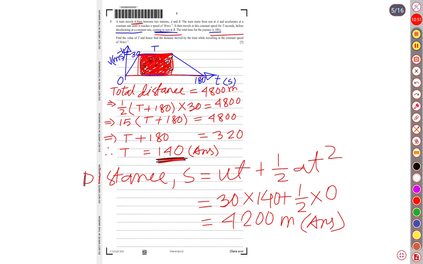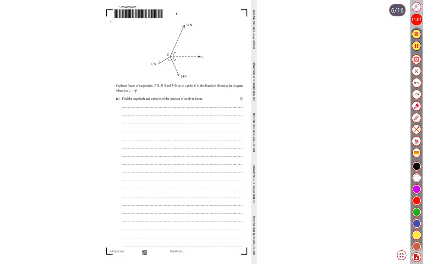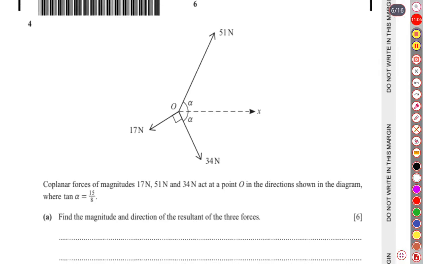Let's move on to question number 4. The next question is on the next page. So this question says, coplanar forces of magnitude 17 Newton, 51 Newton and 34 Newton act at a point O in the directions shown in the diagram, where tan alpha is equal to 15 over 8. Find the magnitude and direction of the resultant of the three forces. It carries 6 marks, so it should be a little bit longer.